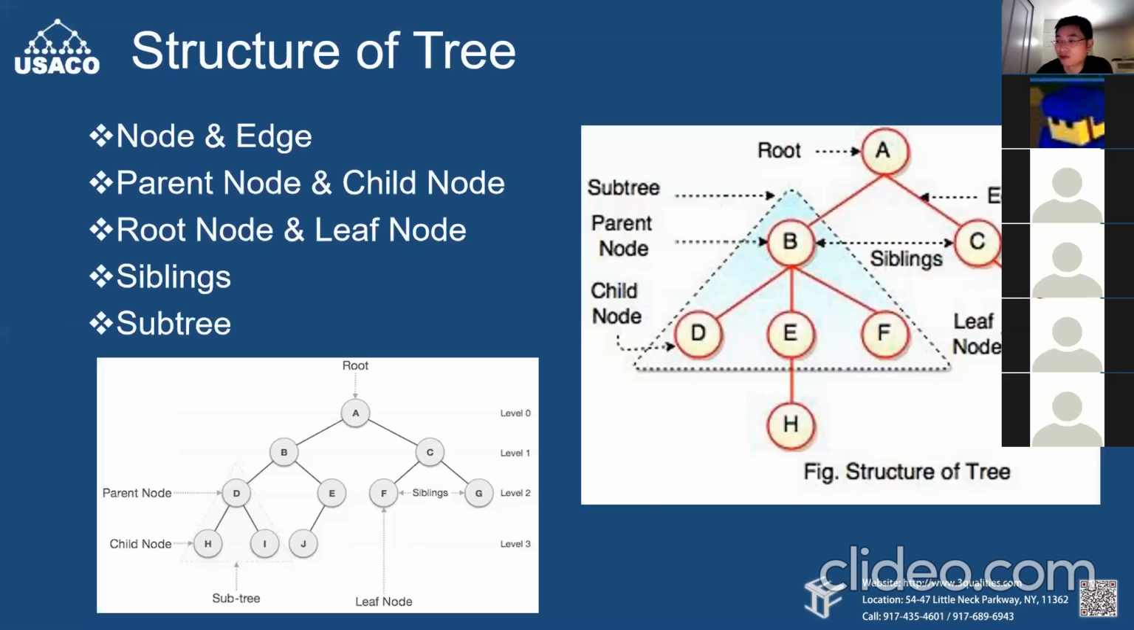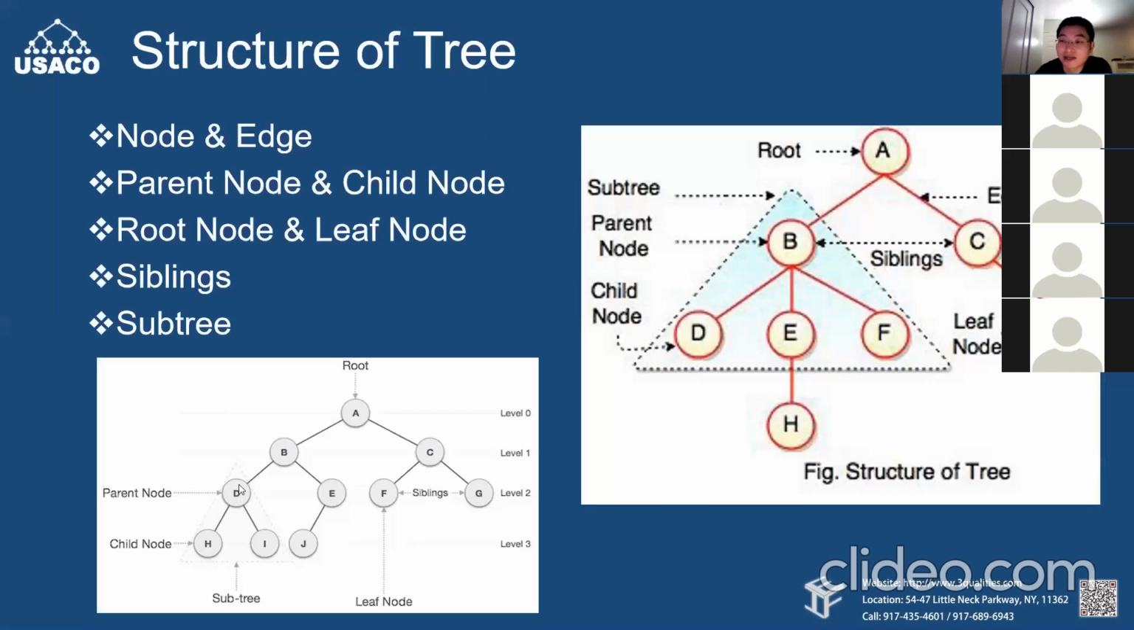Where is node D? Node D is here, right? B or D? D. Sorry, D. D for dog. I'm pointing to the node D here. Okay? For node D, how many child nodes? Two.